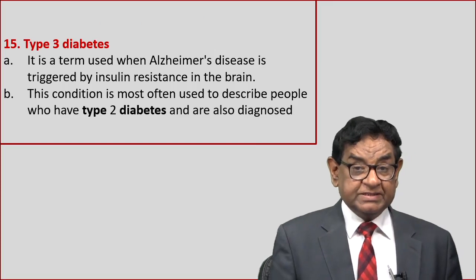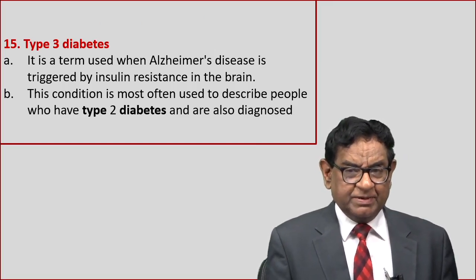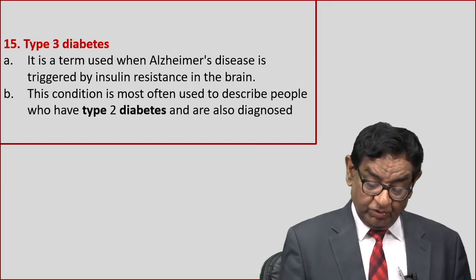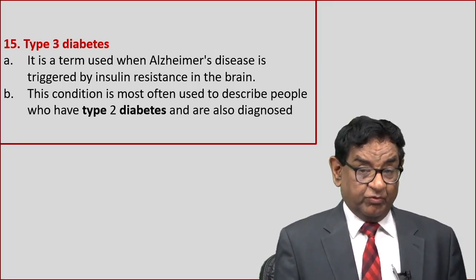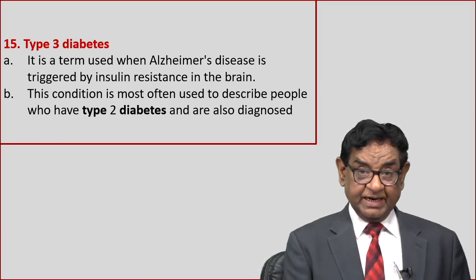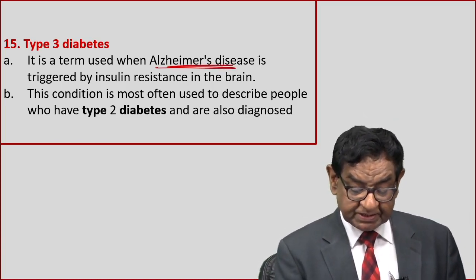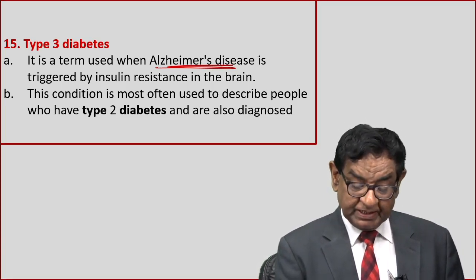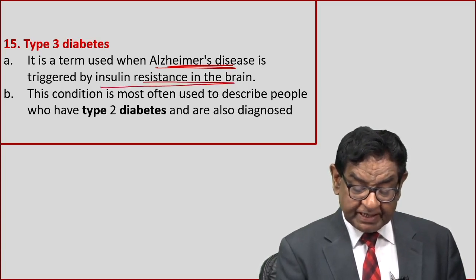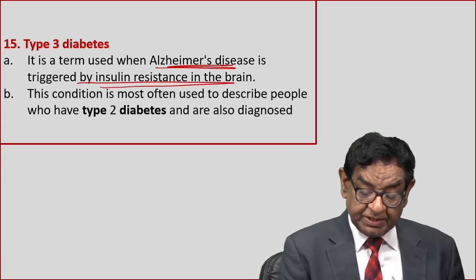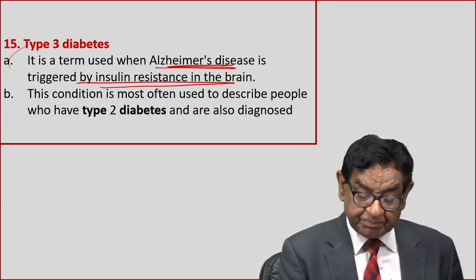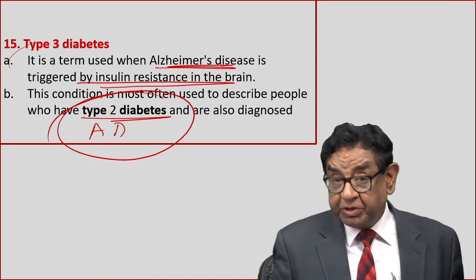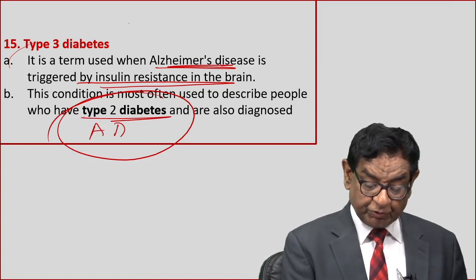And now come the recent updates. This is the latest update, and many of you may be hearing it for the first time: type 3 diabetes. What is this? It is now well noted that Alzheimer's disease is strongly associated with type 2 diabetes. So insulin resistance can lead to Alzheimer's disease. The condition where a patient has type 2 diabetes with Alzheimer's disease, we call type 3 diabetes.